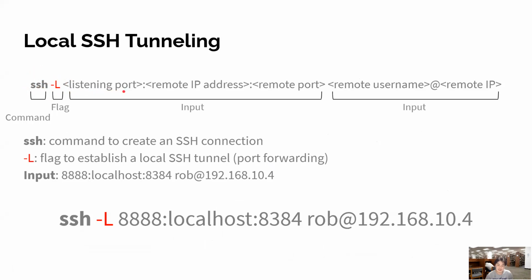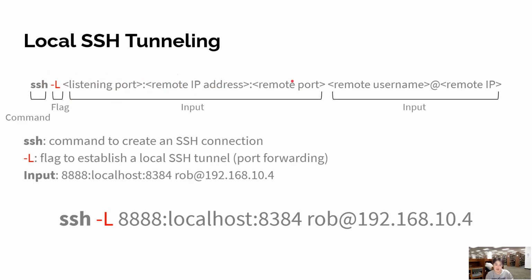So the listening port is 8888, like I said. You're doing this command on another device that is going to be tunneling the connection to. So this is on our Ubuntu desktop side. So we do port 8888, remote IP address, and remote port. This is the server. You put localhost here and 8384 here because that is what Syncthing is running on.